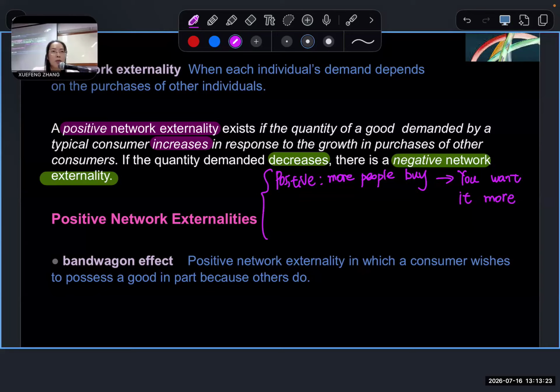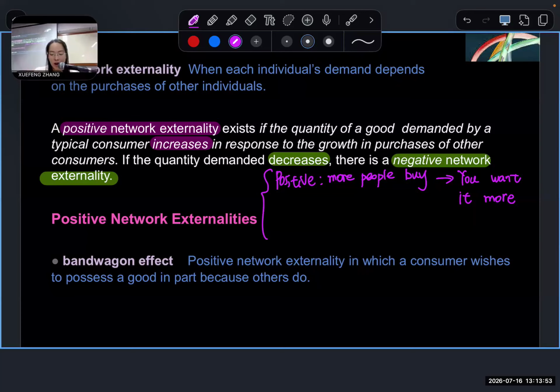Any example about positive externality? The Line, do you have the Line app on your mobile phone? Yes, because everyone in Thailand uses it, so you must have it too. But if you go to China, you cannot use Line. So you need to use another one, which is WeChat. So this kind of social media has positive externality, right?